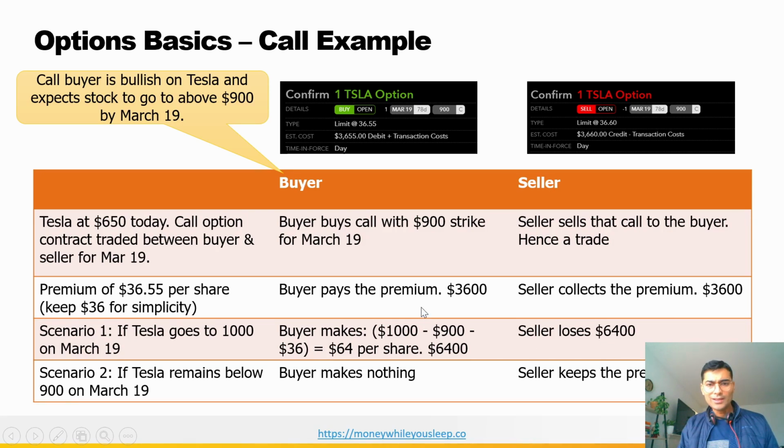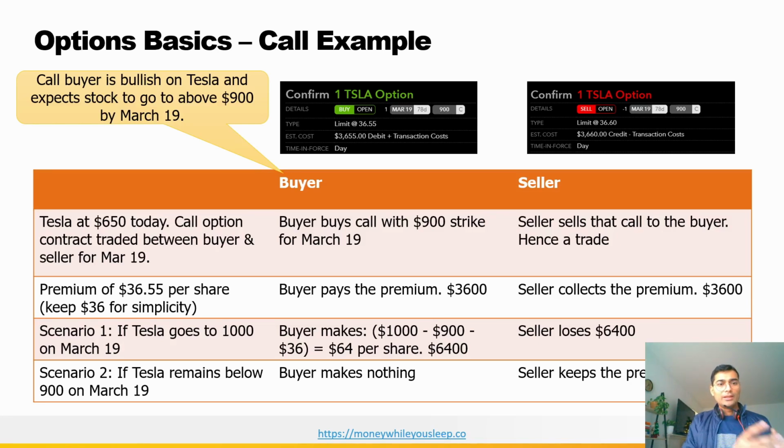And in this example itself, or in this scenario itself, you can see the power of leverage. The buyer has actually invested $3,600, but he has made $6,400 over here, right? So he is making almost 90% over here, or 80%. He is making that much money just by putting in $3,600, right? So that's the power of leverage here.